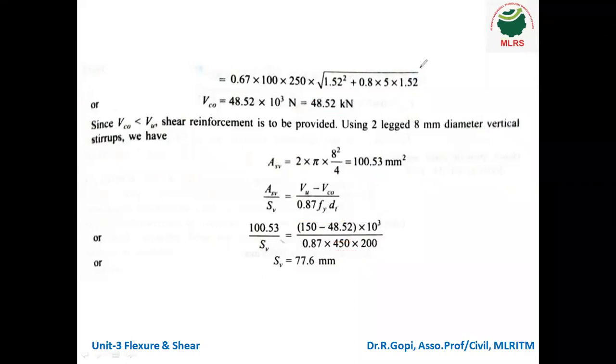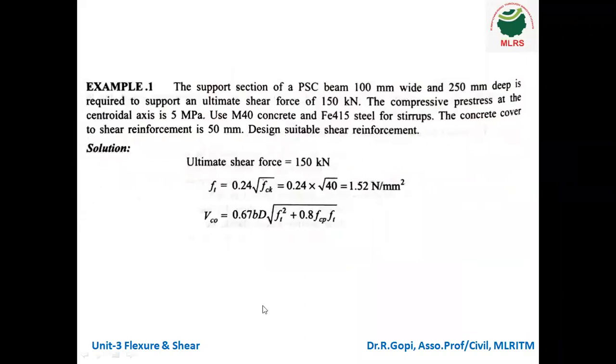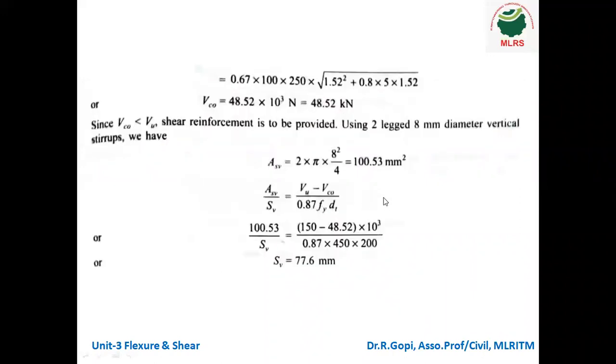What is dt? How to calculate dt? Students, here you can see dt is the effective depth. The overall depth of the beam is 250 and the clear cover is 50 mm. So overall depth minus effective cover is the effective depth: 250 minus 50, it is 200 mm. So we got the spacing of vertical stirrups as 77.6 mm. This is the answer. Approximately we can use 77 mm.